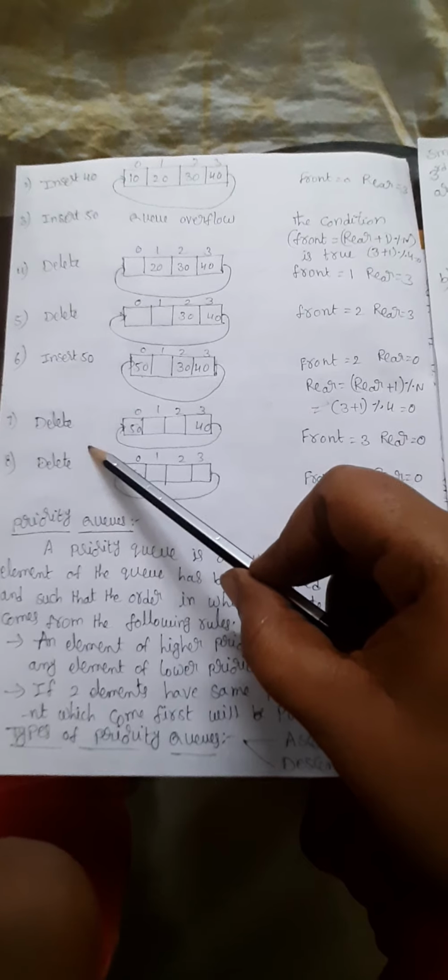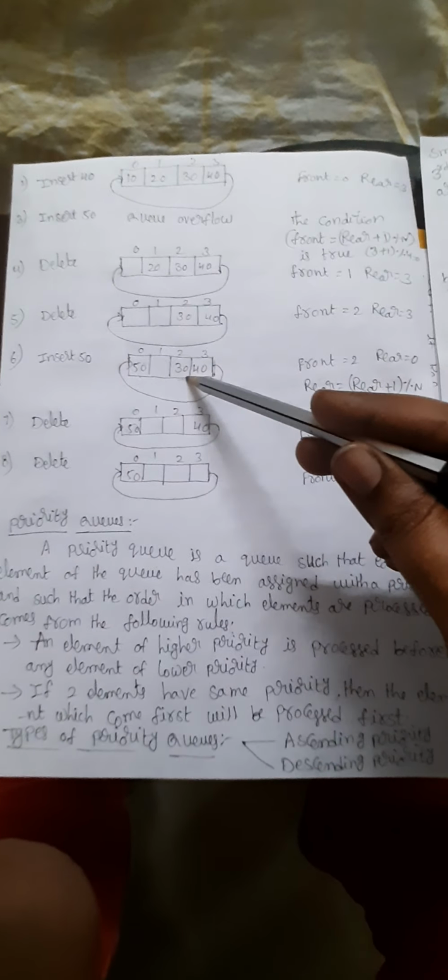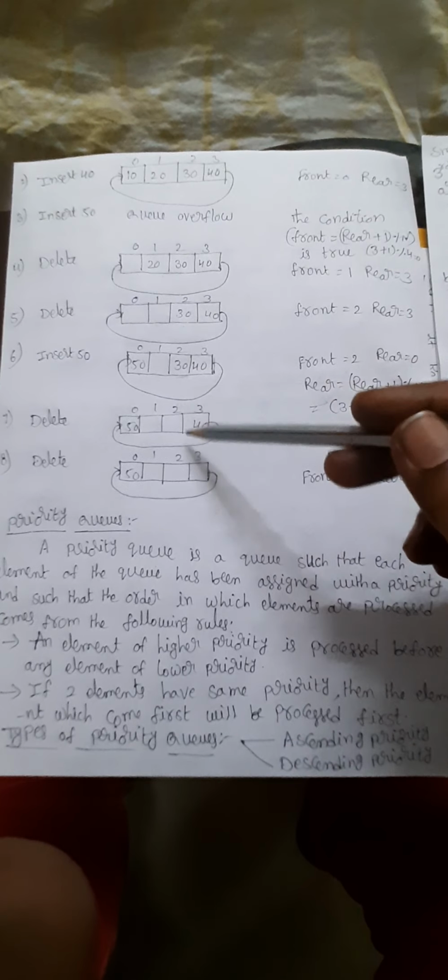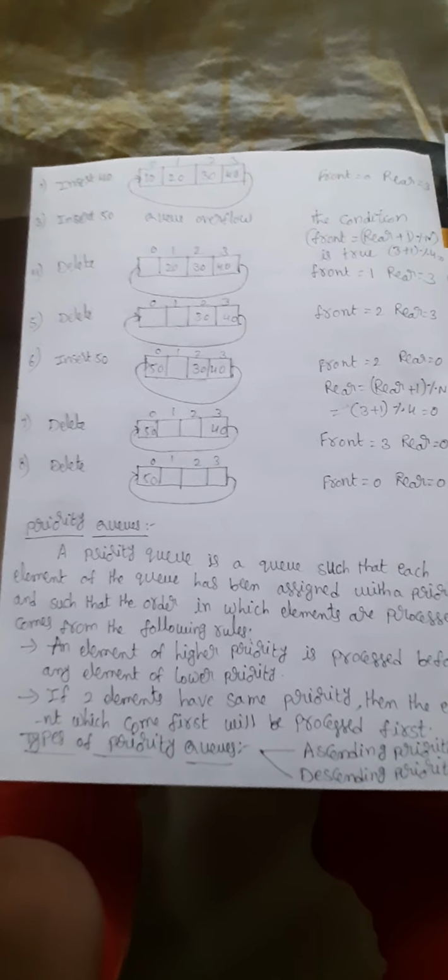Now if you want to delete the element, where will it delete? Now the front is 2, that is 30 will be deleted and the front value will be incremented by 1. So front will be equal to 3 and rear equal to 0. Again, if you want to delete one more element, 40 will get deleted and now the front value equals 0 and the rear value is also equal to 0.